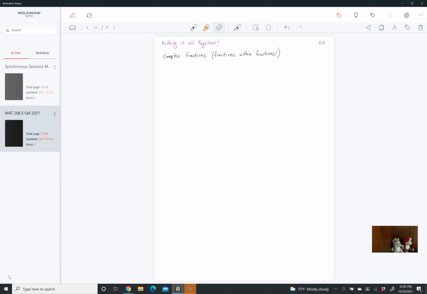Okay, so what's an example of it? Let's say that we have 3 over 4 divided by 2 over 3. We talked a little bit about this when we were dividing. And we said, okay, well, this is a complex fraction because we have a fraction within a fraction. So how do we get rid of this? Well, in division of fractions, we said we get rid of this by multiplying by the reciprocal of the bottom.